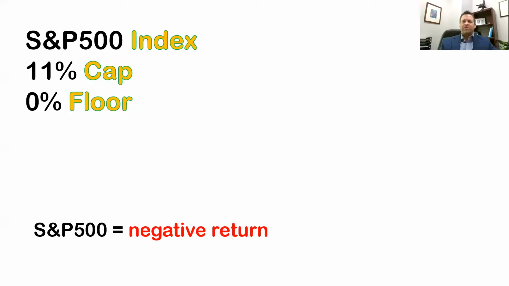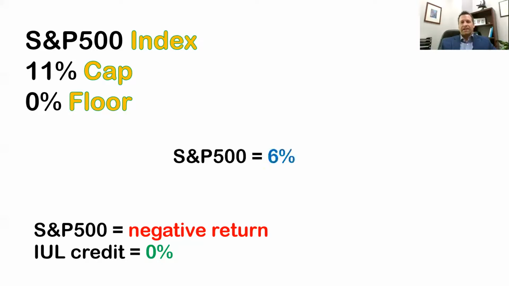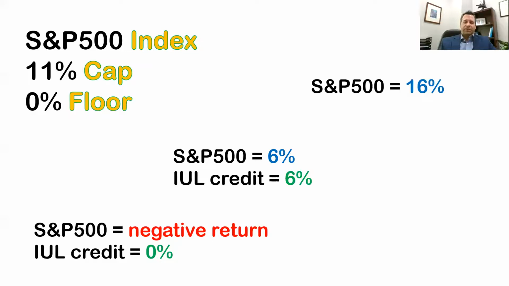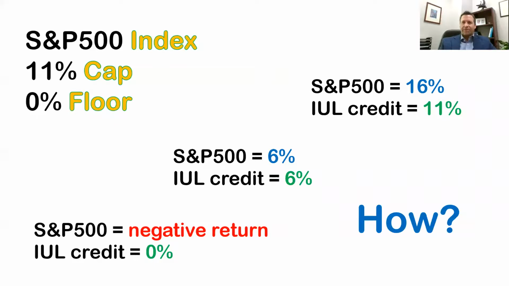If the S&P 500 had a negative return, the IUL credit would just be zero inside the policy. Let's say the S&P 500 had a 6% return during the period. Well, we would get that 6%. And if the S&P 500 had a 16% return, we would be capped at the cap of 11%. And so we would only credit inside the IUL the 11%. So the question is, how does all this happen?